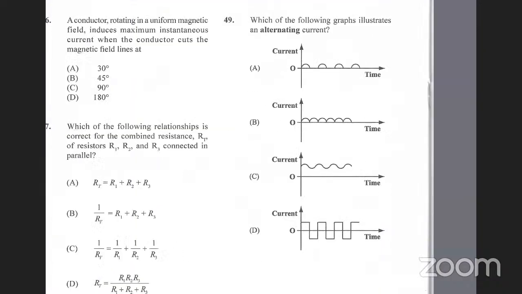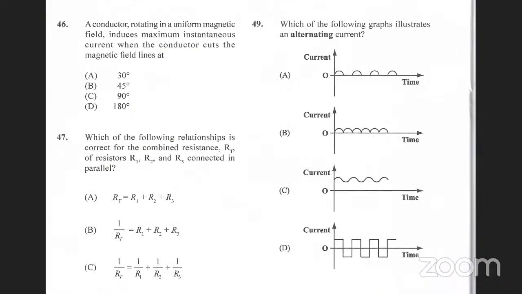All right, which of the following graphs is alternating? A is direct, B direct, C kind of weird-ish. So we'll go D, right? Alternating means a change in sign. All right, plus minus, plus minus.